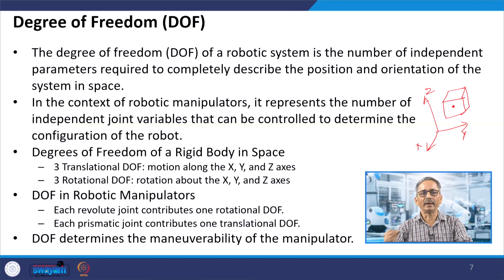So, in a robotic manipulator, each revolute joint contributes 1 rotational degree of freedom, and similarly each prismatic joint contributes 1 translational degree of freedom. And through degrees of freedom, we could speak about the maneuverability of a manipulator.